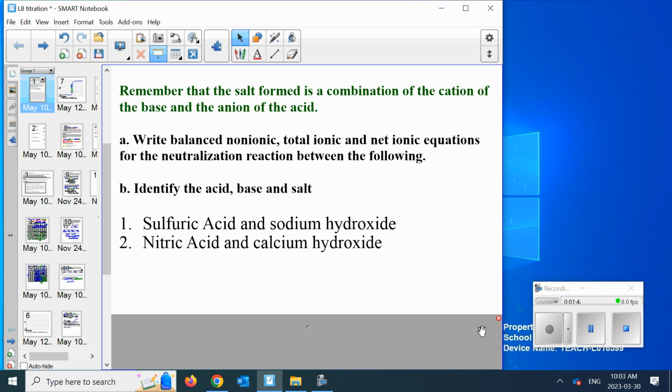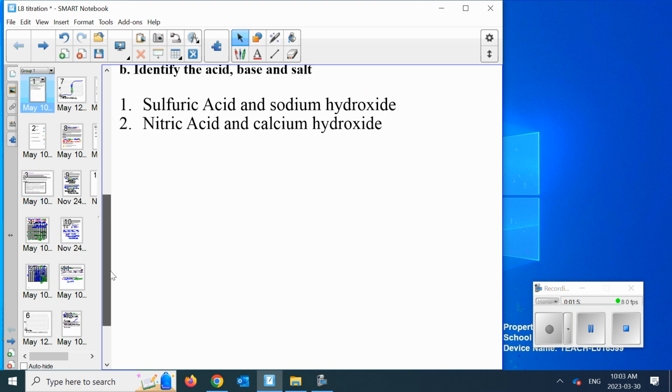Sulfuric acid with sodium hydroxide, and nitric acid with calcium hydroxide. We'll do these two examples. So, sulfuric acid. If you don't remember what it is, it's sulfate ion with H's attached. It turns out to be H2SO4, but you'd look that up on a chart. Most of the acids that we use are listed in your Ka chart too. Sodium hydroxide is Na plus with an OH minus.